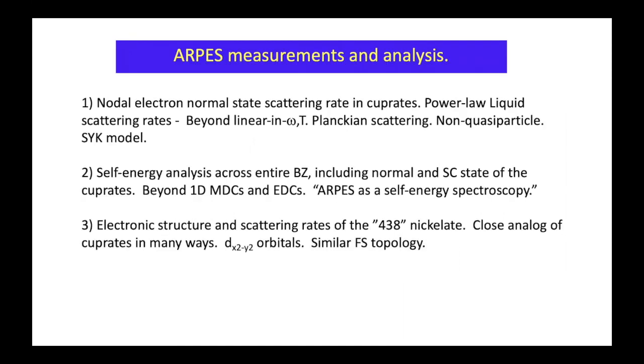Okay, so these are the three topics for our ARPES measurements. I'm going to start with the nodal electron normal state scattering rates in cuprates. What we show is our power law liquid scattering rate. We're all very familiar with the linear in omega and T scattering. We argue this is only linear at optimal doping, sublinear for underdoping, and beyond optimal, supralinear.